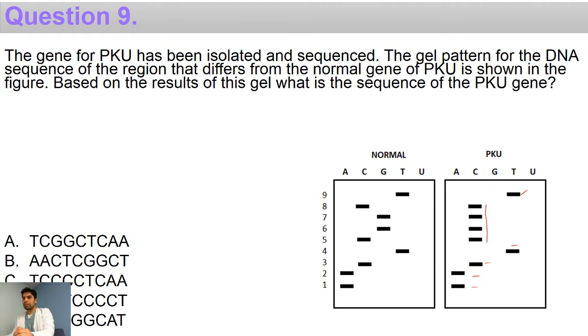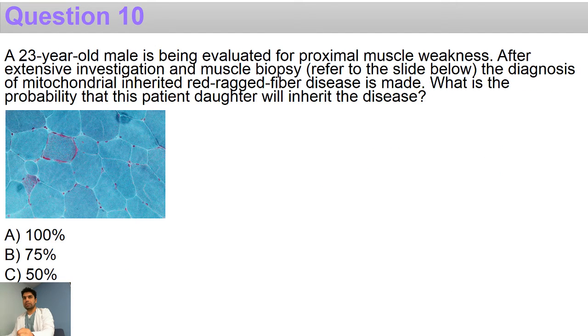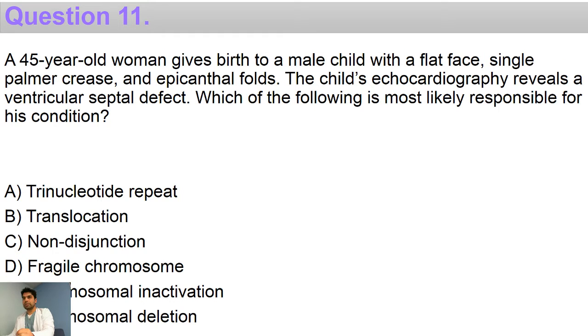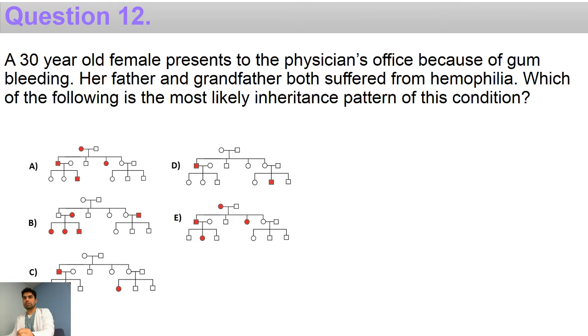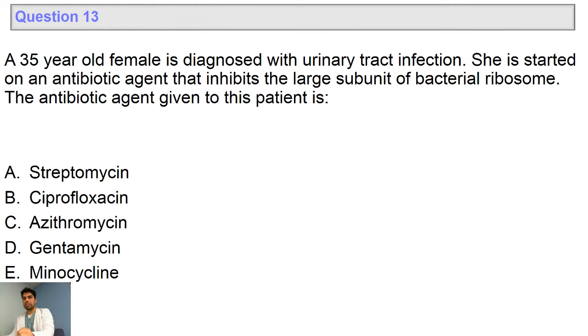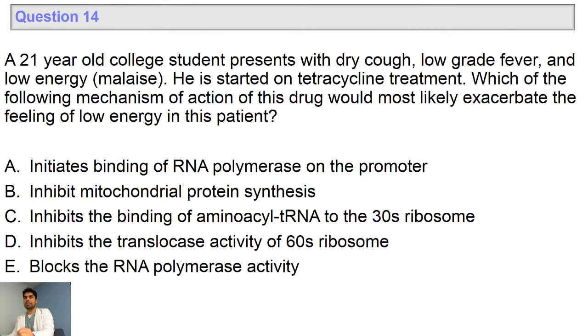Okay. Any other question? No 10? No 11? No 12? No 13? 14, you said. Okay. A 21-year-old college student presents with dry cough. Ignore it for now, okay? Because you're not about clinicals right now. Low-grade fever and low energy. He is started on tetracycline treatment. So obviously he had infection.